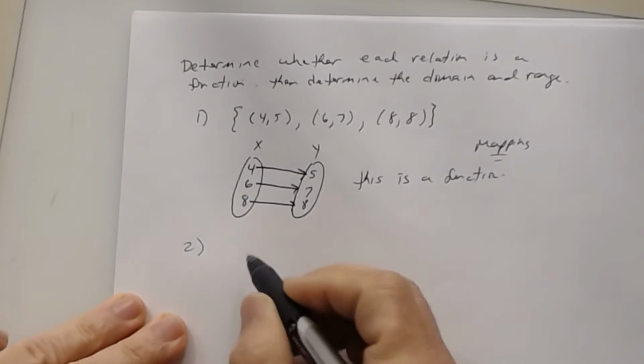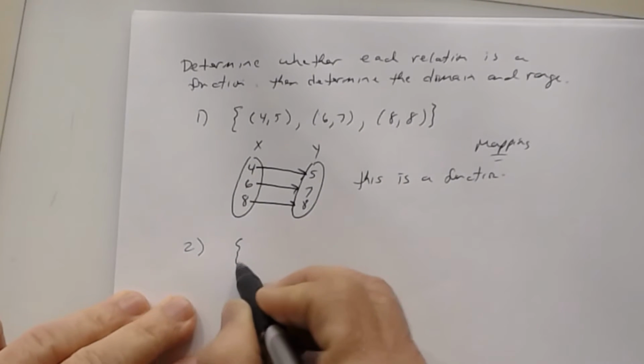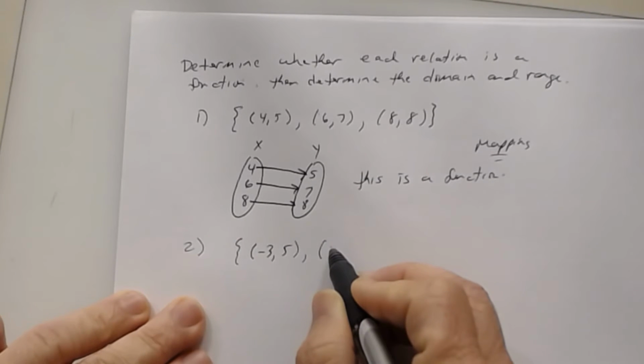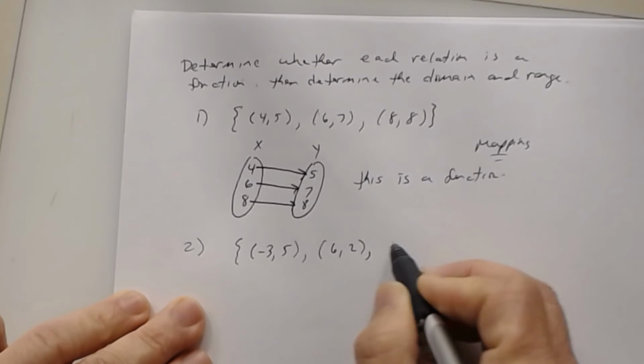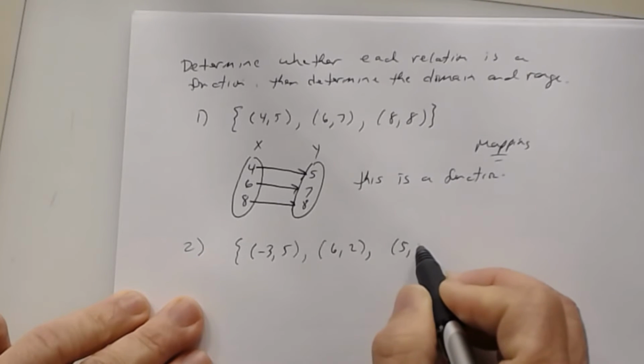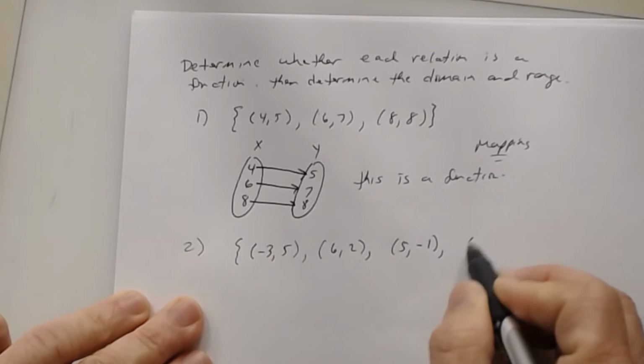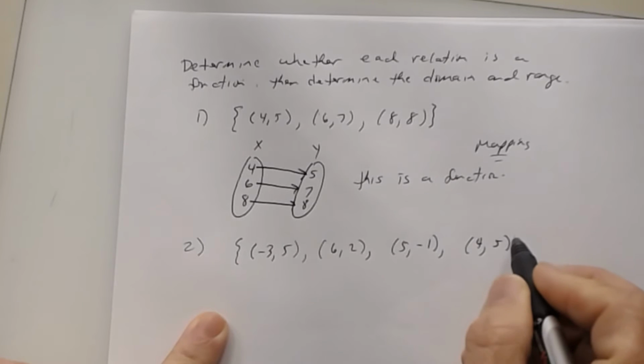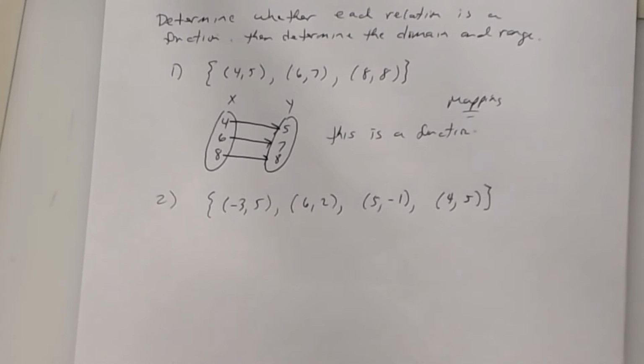All right, number 2. Suppose we had (-3, 5), (6, 2), (5, -1), (4, 5). So we have this set of ordered pairs. It's a finite set. Finite meaning I can count how many ordered pairs I have. How many are there? 4.